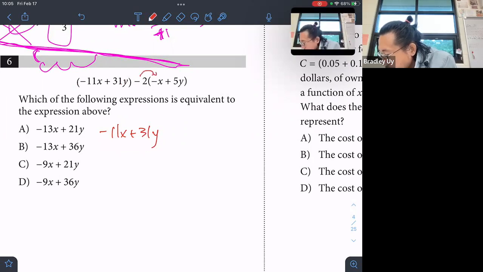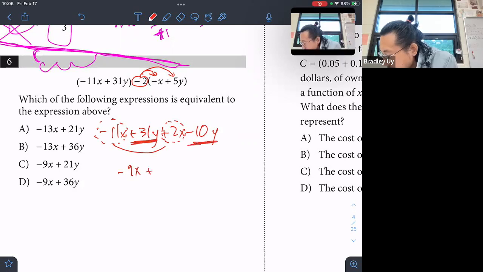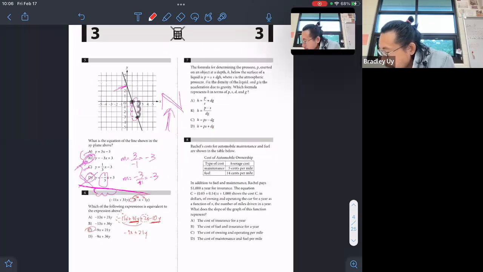This distributes, including that sign, including this -2. Okay, so when you distribute, you will get plus 2x minus 10y. And combine like terms, including the sign, okay, because you got to know what to do. That's my biggest hint to you guys. Sign travels with the term. There's -9x. And you combine this guy, positive 31y minus 10y, so that's plus 21y. And that is -9x plus 21y, C. Okay. Moving on. 7.